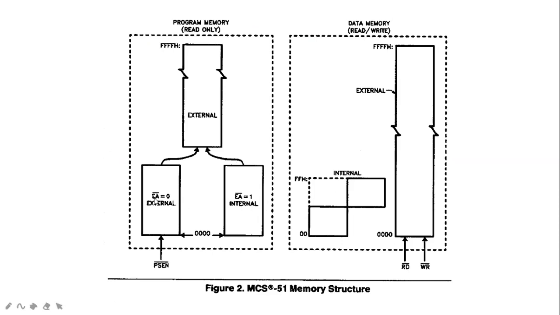See, EA bar, external access, is an active low signal. If EA bar is 0, active low, it accesses the external ROM. If EA bar is 1, it accesses the program memory, and that too it is the internal program memory, that is from 0000 to 4 kilobytes, that is 0FFFH.